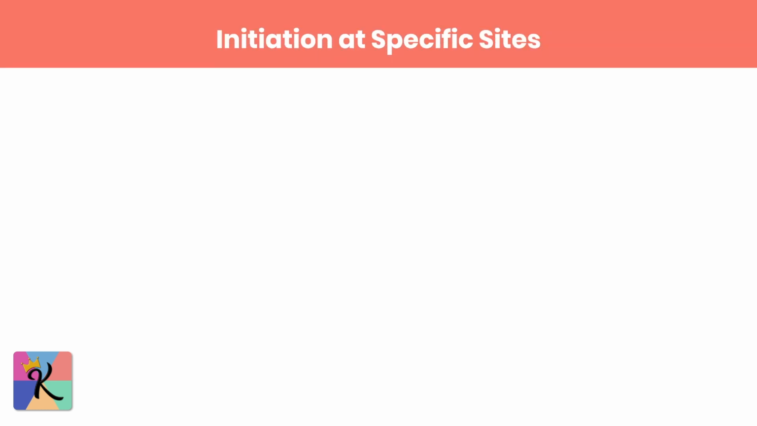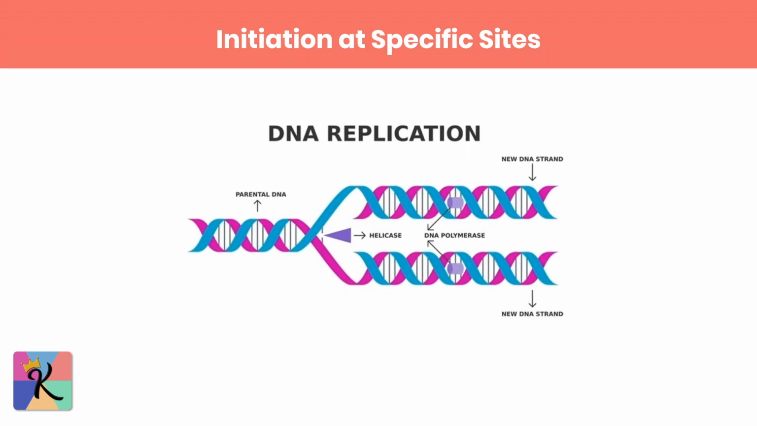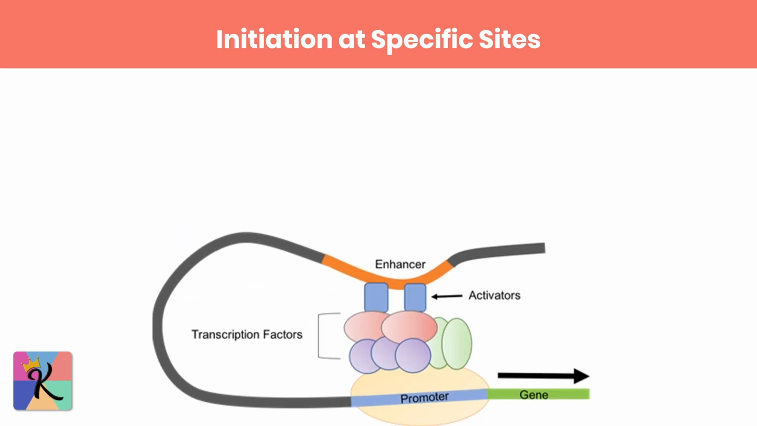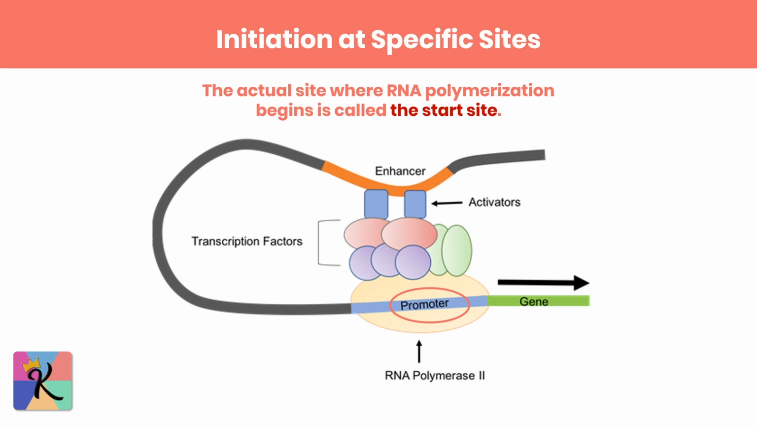Both processes begin at specific sites on the DNA. Replication starts at the origin of replication, a sequence where DNA polymerase and other enzymes assemble to begin synthesizing the new strands. Transcription begins at the promoter, a sequence that activates RNA polymerase to initiate RNA synthesis. The actual site where RNA polymerization begins is called the start site.